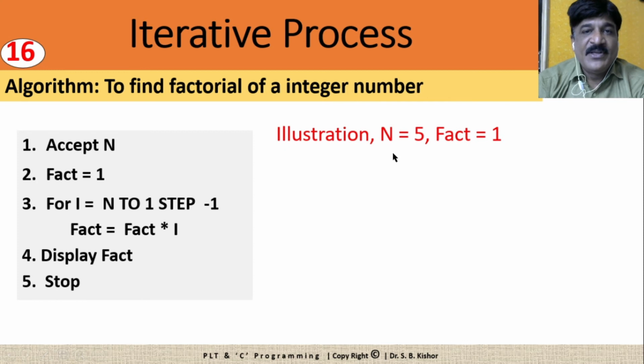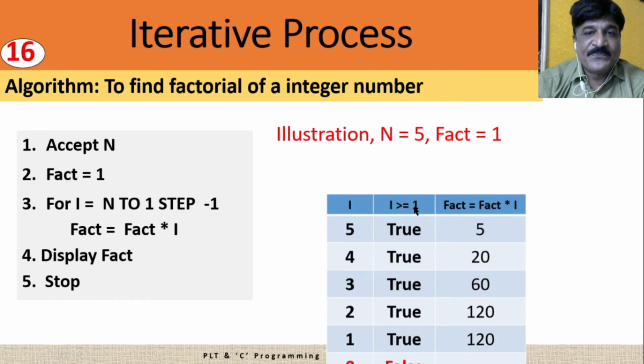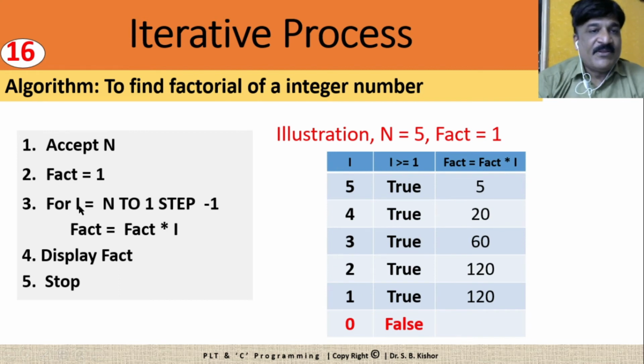So let's see. Initially, assume the value of n is 5 and the factorial is 1. The value of I will be 5 only. So 5 is greater than 1? Yes, the condition is true. So fact multiplied by I. What is the value of fact? 1. 1 multiplied by 5 becomes 5.